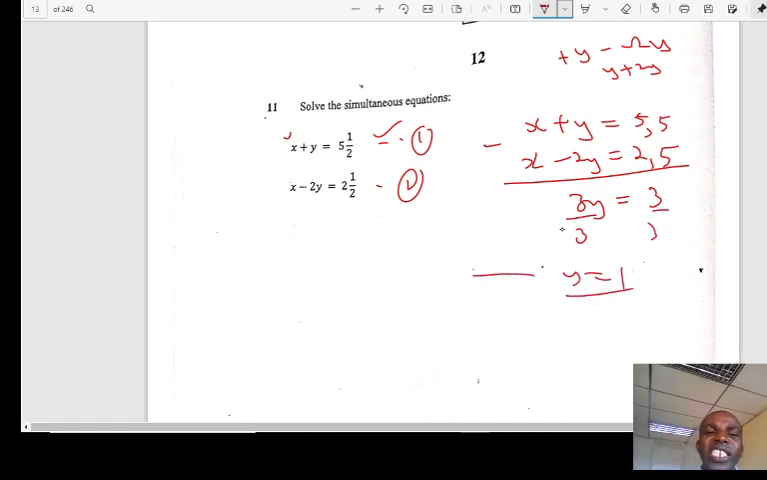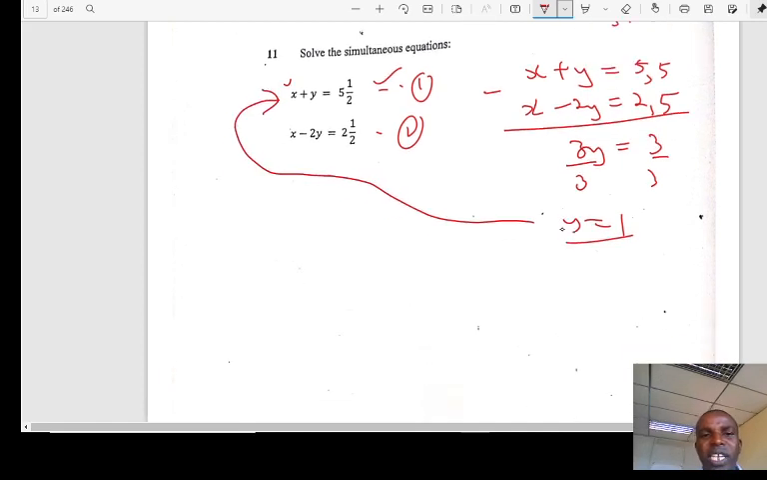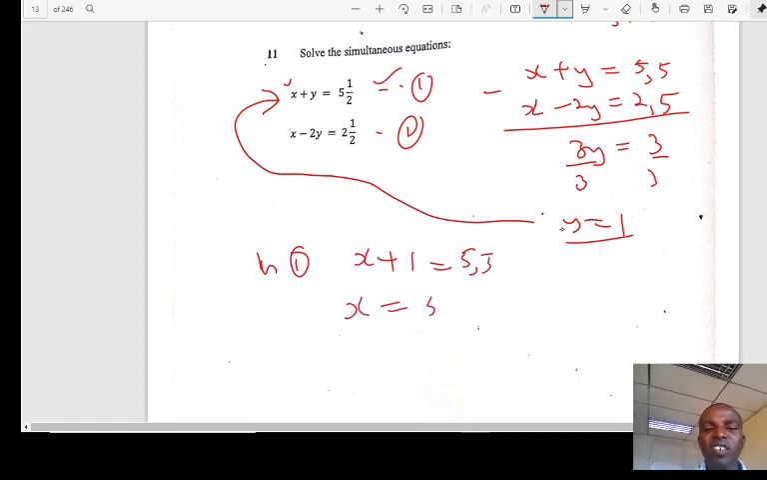Then for x, you just take any equation. I can choose equation 1 in this case, any of the equations, and then substitute where there is y. You put the value of y. So in equation 1, you say x plus, where there is y, you put 1, is equal to 5.5. Then you can write x is equal to 5.5 minus 1, collect like terms, which is equal to 4.5.